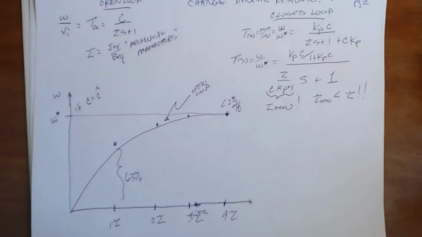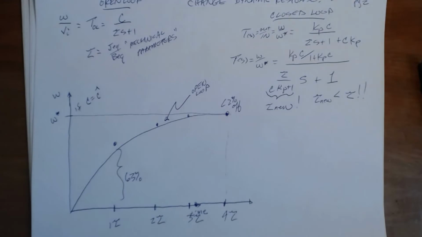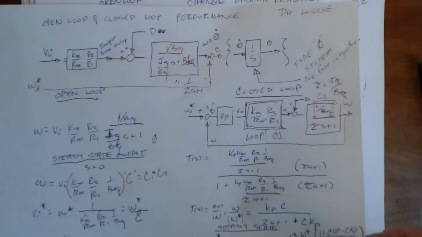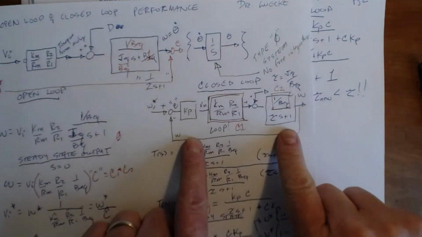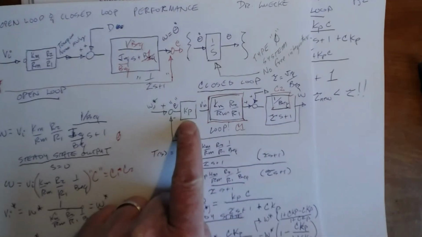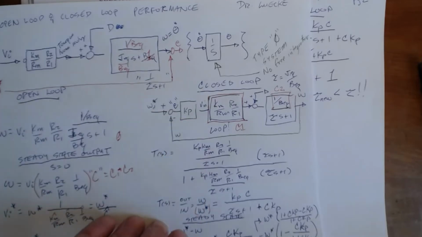Now, the whole point of open loop versus closed loop is that in the closed loop system, this Kp is something that you get to choose as the system designer. You're the control system designer. You get to choose Kp. What value do you choose Kp as?